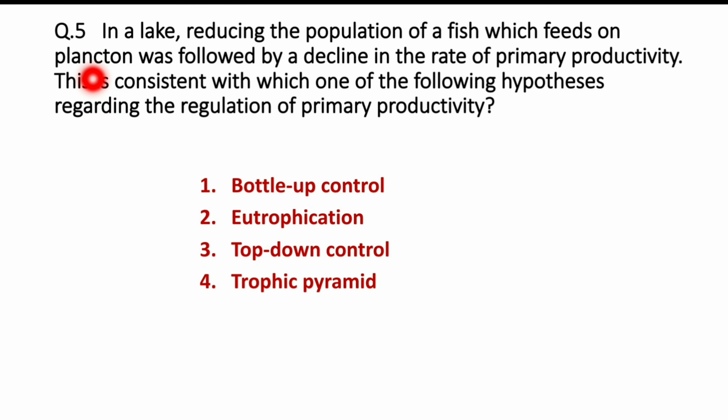Question number 5. In a lake, reducing the population of a fish which feeds on plankton was followed by a decline in the rate of primary productivity. This is consistent with which one of the following hypotheses regarding the regulation of primary productivity? The options are bottom-up control, eutrophication, top-down control and trophic pyramid. The right answer is option 3, top-down control.